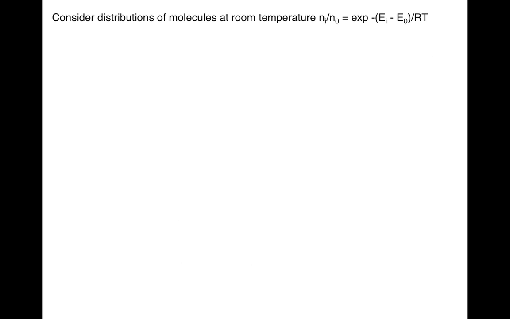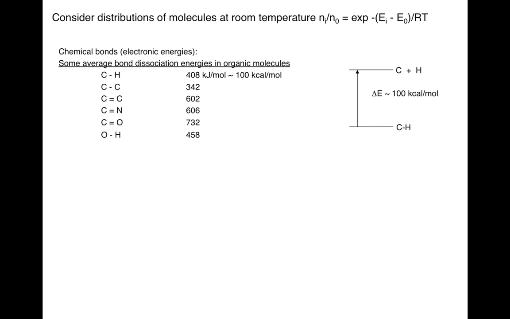Okay, so let's look at this a little more carefully. We'll consider a distribution of molecules at room temperature. Now I've switched to the macroscopic form, okay, of bulk. So we have RT, and we're going to represent the internal energy of a collection of molecules with a capital E here. Okay, so we can measure, let's say, bond energies. You saw this in freshman chemistry. So the carbon-hydrogen bond, this can be measured from calorimetry, for example. It's about 100 kcals per mole.